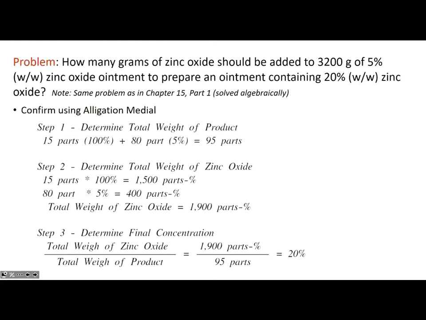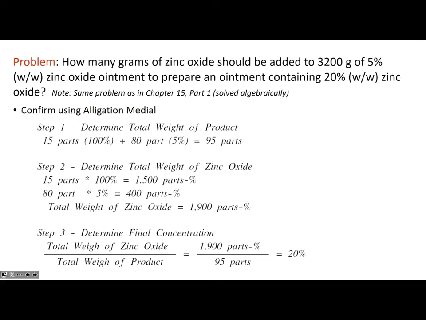The total weight of everything, we just said, using the alligation alternative, was 15 parts of the 100% and 80 parts of the 5%. So what is 15 plus 80? 95. Step one, the total weight of everything is going to be 95 parts. Step two was just the parts or the amount of the zinc oxide. So we have to take our weight of the zinc oxide times the percent of the zinc oxide. So for the pure powder, we said 15 parts.